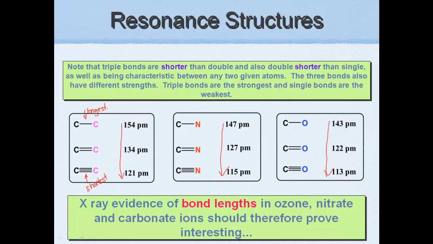Triple bonds are our strongest, so the shorter the bond, the stronger it is. So even though it's shortest, it's strongest. And the longest bond will be the weakest. Very important for you to keep in mind the relationship between the length of the bond and its strength. X-ray evidence of bond lengths in ozone, nitrate, and carbonate ions should therefore prove interesting.